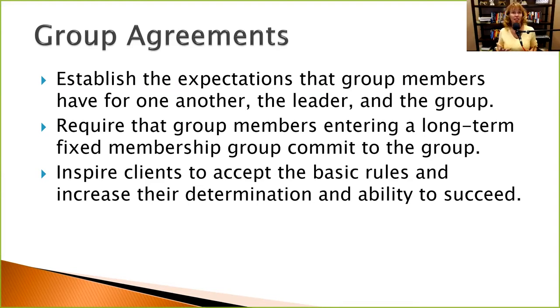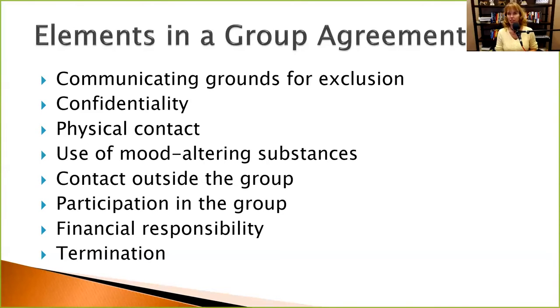And I ask clients, what is it that you need to feel safe and as untriggered as possible? There are going to be times where you may feel triggered. We want to inspire clients to accept the basic rules and increase their determination and ability to succeed. So part of this group agreement is getting buy-in from them, making them understand, not just feel like, but understand that they do have a voice in a group. It's not a classroom where they're just sitting there and they're a butt in a seat, despite what your supervisor might tell you.